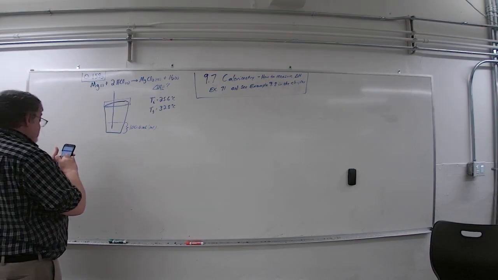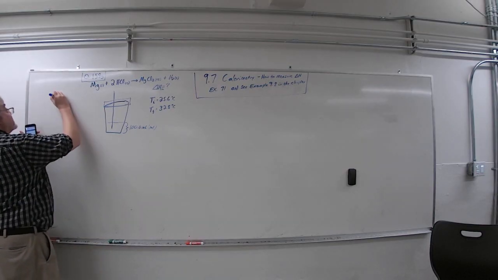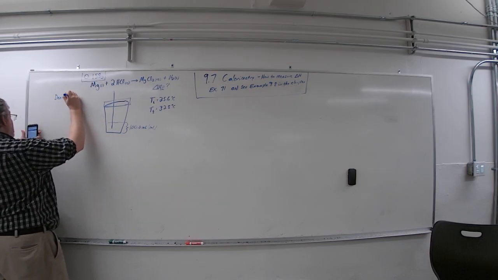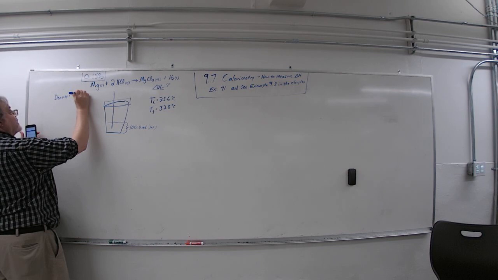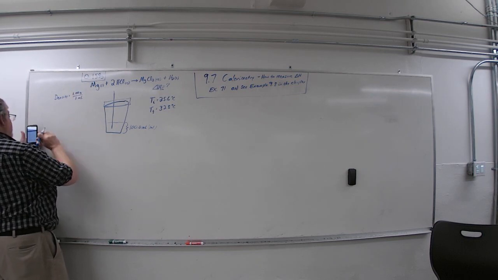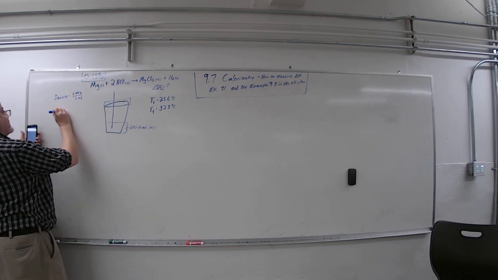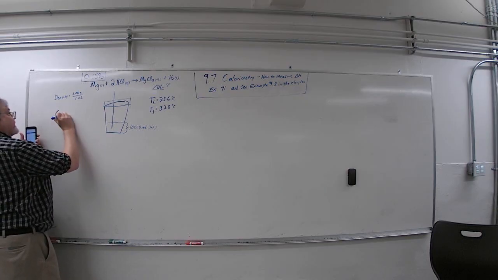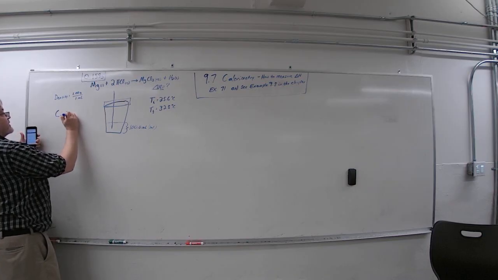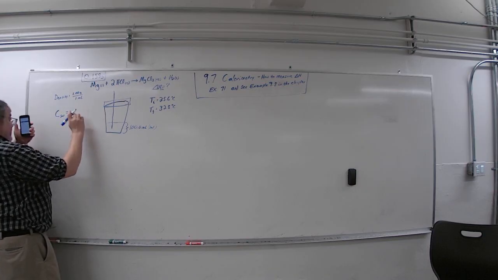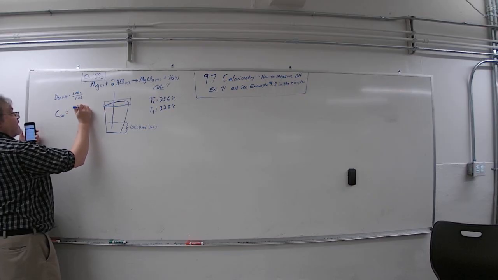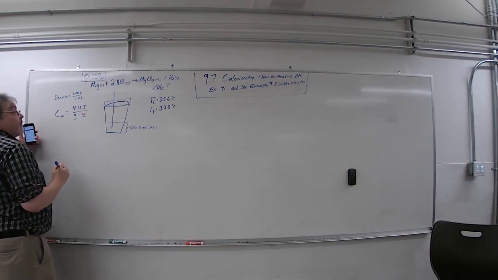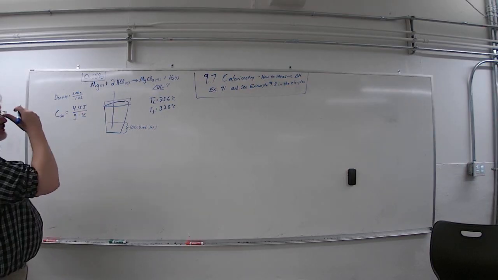A couple more facts that you need. It tells you the density of this solution is 1 gram per 1 milliliter. They also give you a heat capacity to deal with, the heat capacity of the solution, in joules per gram per degree C. And they're saying you use 4.18 joules per gram per degree C. That should be enough to solve.